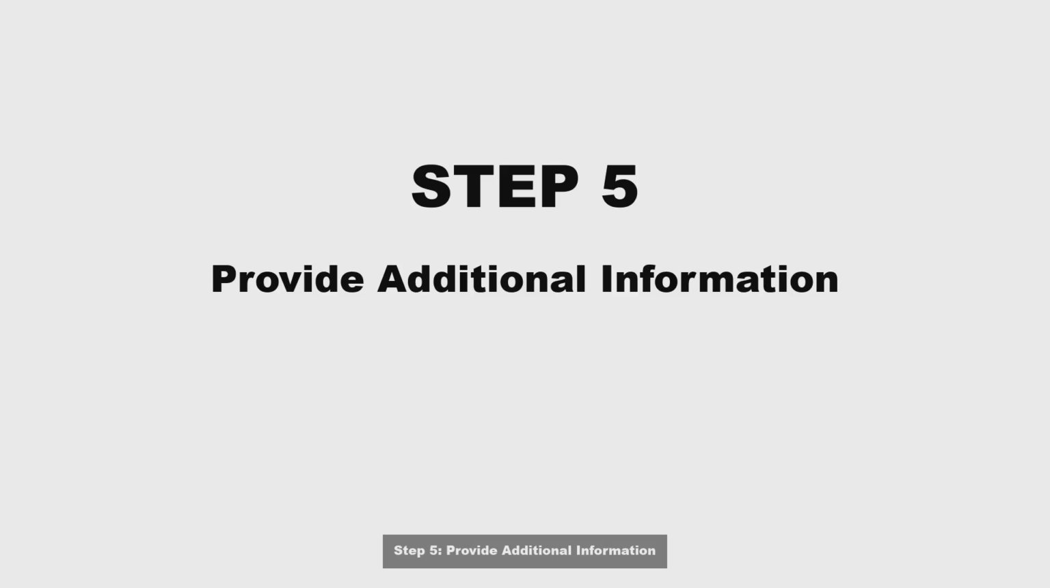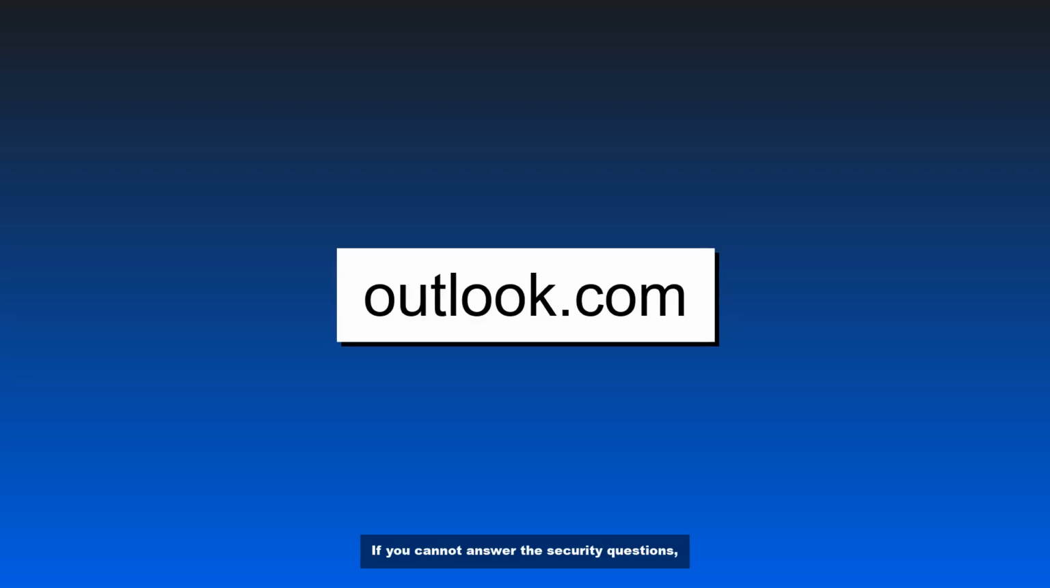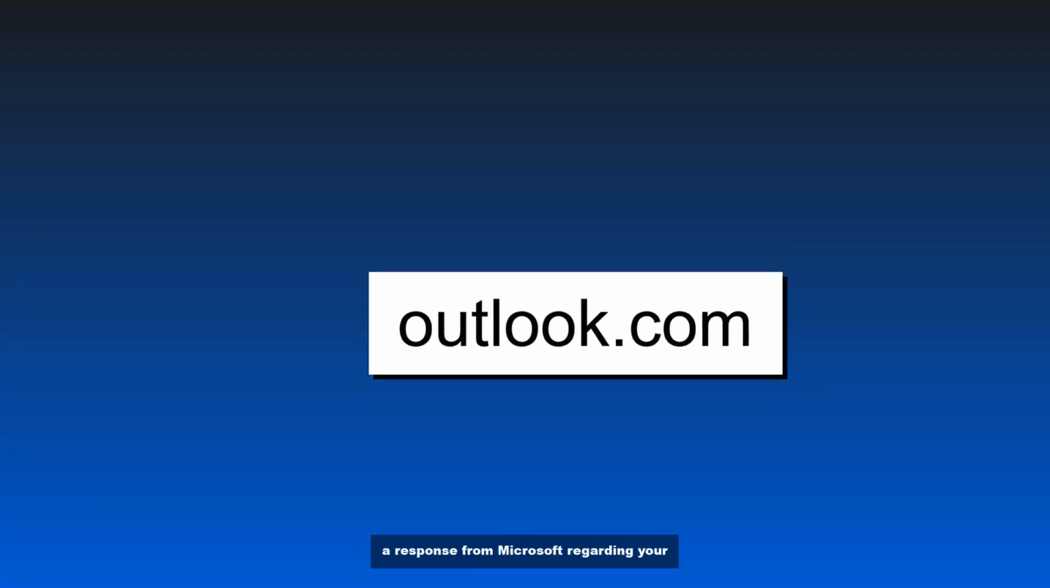Step 5. Provide additional information. If you cannot answer the security questions, you may need to provide additional information about your account, such as previous passwords, contacts, or other details that can help verify your identity. Follow the prompts to submit this information. Once you have completed these steps, wait for a response from Microsoft regarding your account recovery. It may take some time, so be patient.